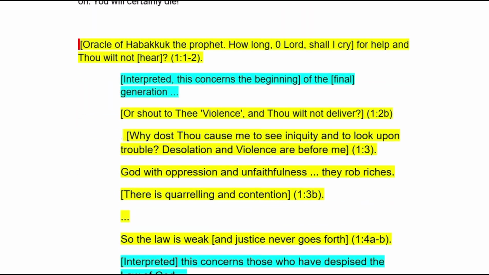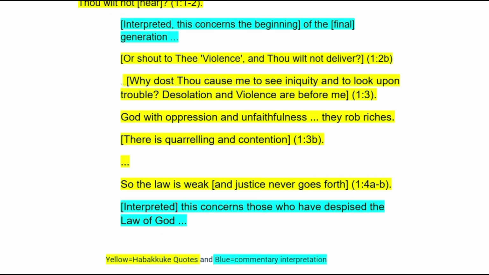Anyway, beginning here in the Habakkuk commentary, it says, "The oracle of Habakkuk the prophet. How long, O Lord, shall I cry for help, and thou wilt not hear?" This interpretation concerns the beginning of the final generation. Now, even just here, to start off this entire study on the Habakkuk commentary, the literal first comment in the book is saying this is not for the time of Habakkuk, or even for the time when we're writing this commentary in the Qumran caves. This is for the final generation.